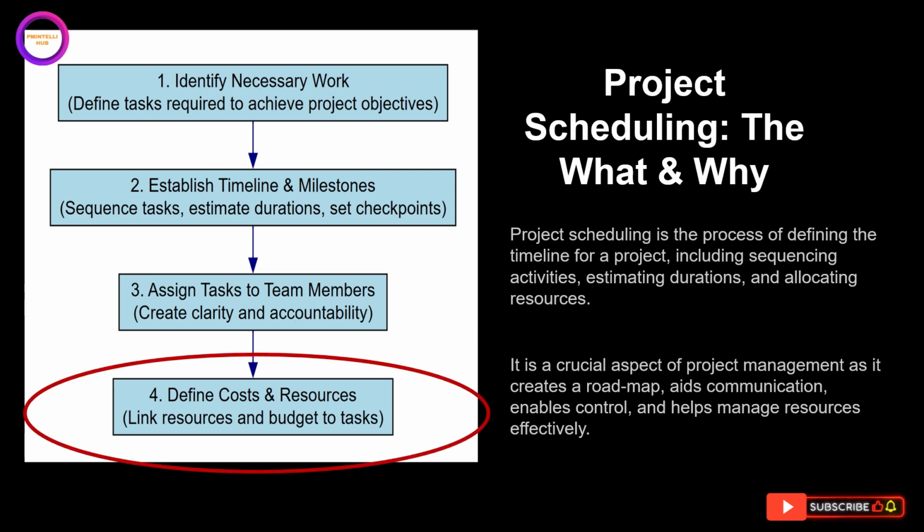And finally, at number four, project scheduling defines the cost and resources required to perform individual tasks. Every task consumes resources, be it people's time, materials, or budget. A comprehensive schedule links these requirements directly to the work, ensuring that you have a realistic plan for your budget and resource allocation. In essence, these four elements work together to create a detailed, actionable plan.